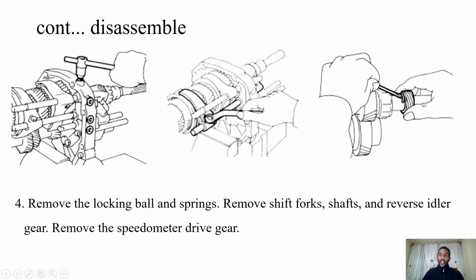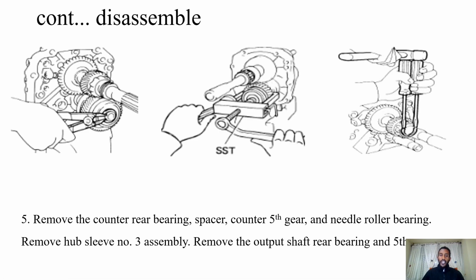Then the reverse idler gear and the speedometer should be removed. I will show you the removal of the reverse idler gear in the next part. Next, as you observe, after we remove the parts like the balls and the speedometer, we should remove the counter bearing.